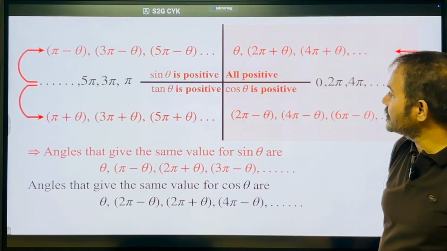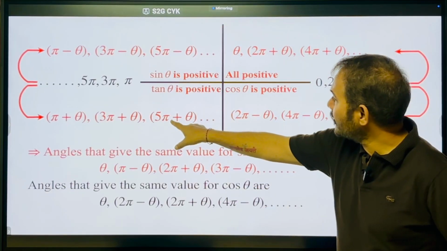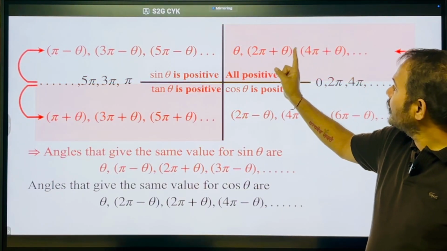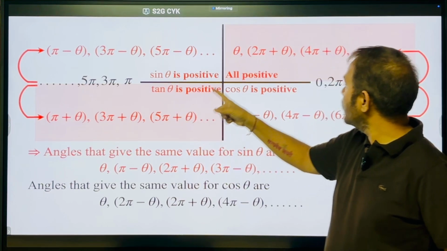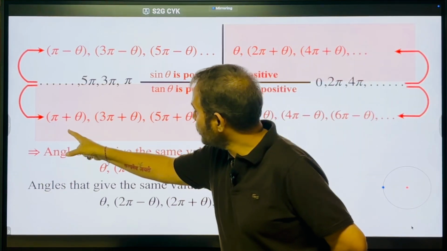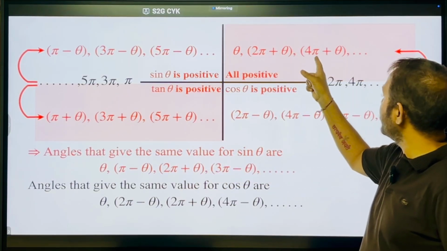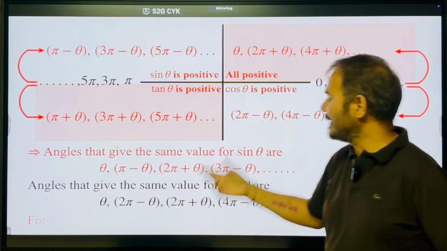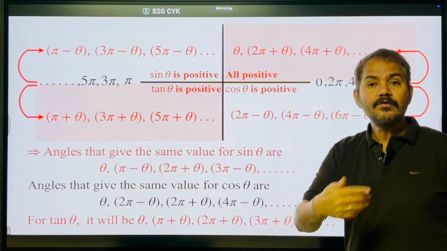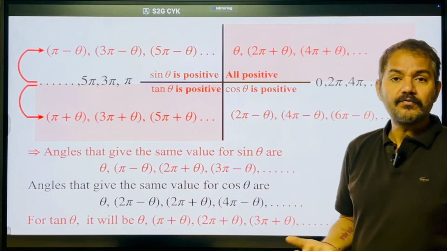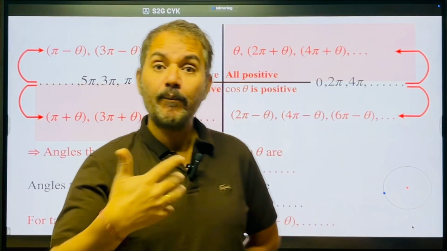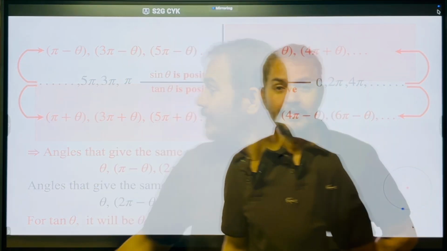And when it comes to tangent, tangent is positive in the first quadrant and third quadrant. So values will be theta, pi plus theta, 2 pi plus theta, 3 pi plus theta, 4 pi plus theta, 5 pi plus theta, and so on. So this is how we can find multiple values of theta when theta is positive, right?